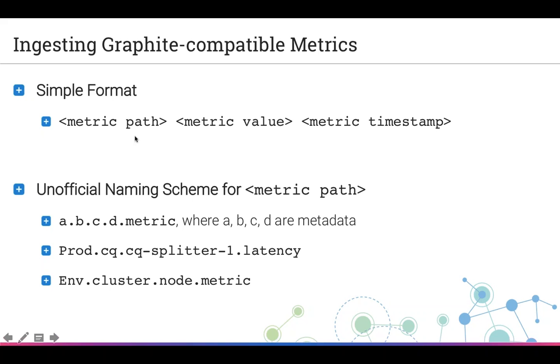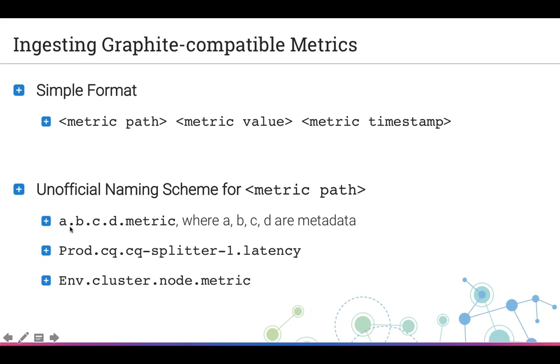Now, the metric path itself has this unofficial yet widely adopted naming scheme. So for the metric path, the naming scheme tends to be A.B.C.D.metric, where A, B, C, and D are all metadata. That's how we were able to reference that sixth position. The third position, in that case, would be the C. The second position would be a B, right?